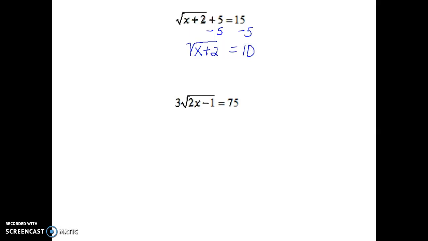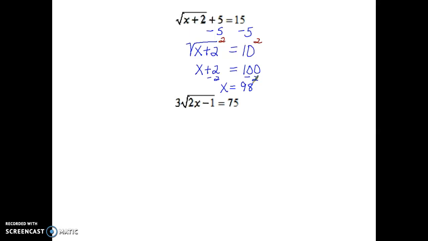Now that my square root is by itself, I can apply the inverse operation by raising it to the second power, but I must do that to both sides of my equation. By doing that on the left side, the square root and raising to the second power, those are inverses, they undo each other, so I'm just left with x plus 2. On the right side, I would be left with the value 100. Now I can continue on solving my equation by subtracting 2 from both sides, and I can solve that x equals the value 98.